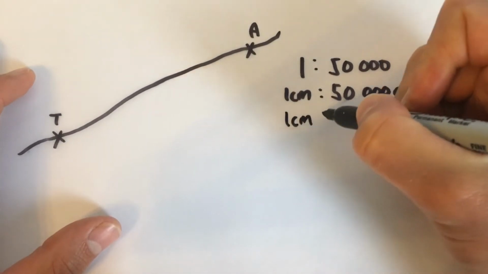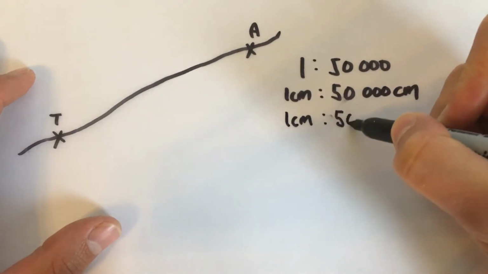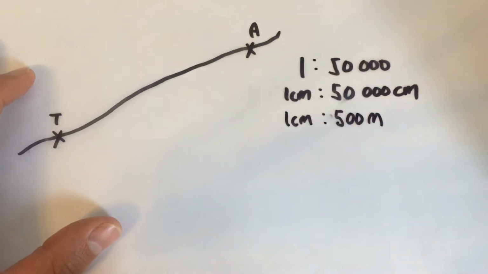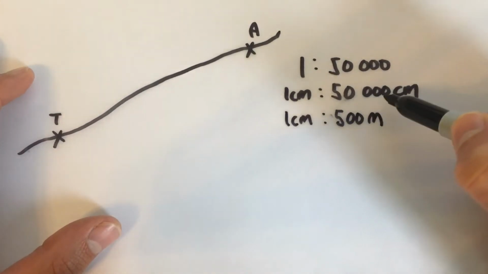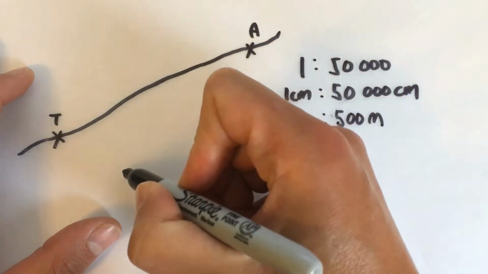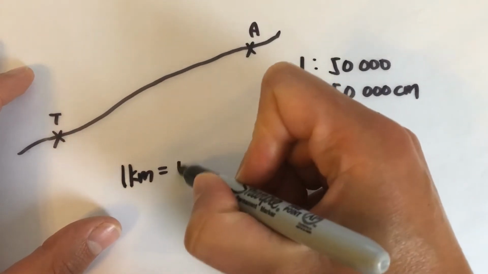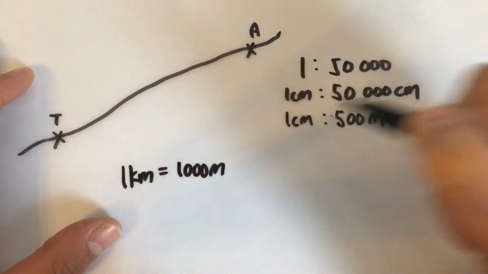1 centimetre on the map is equal to 500 metres in real life. I did that by dividing the centimetres by 100 because 100 centimetres is equal to 1 metre. Now I also need to know that 1 kilometre is equal to 1,000 metres.